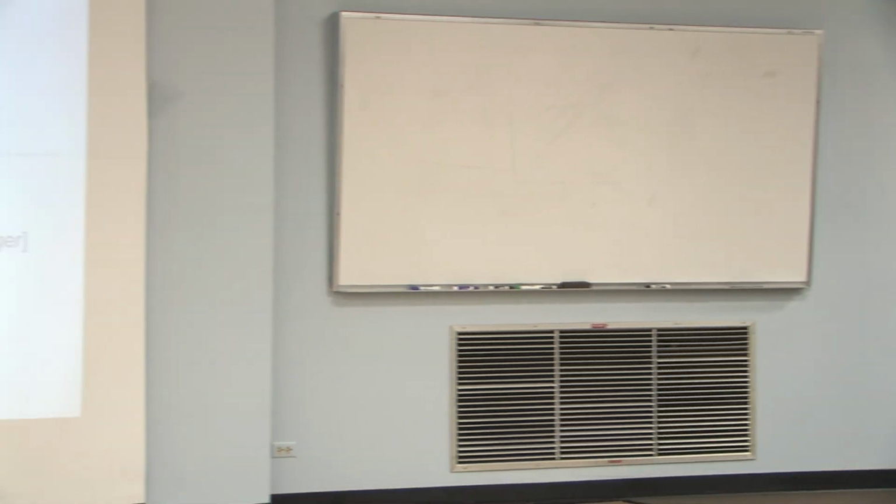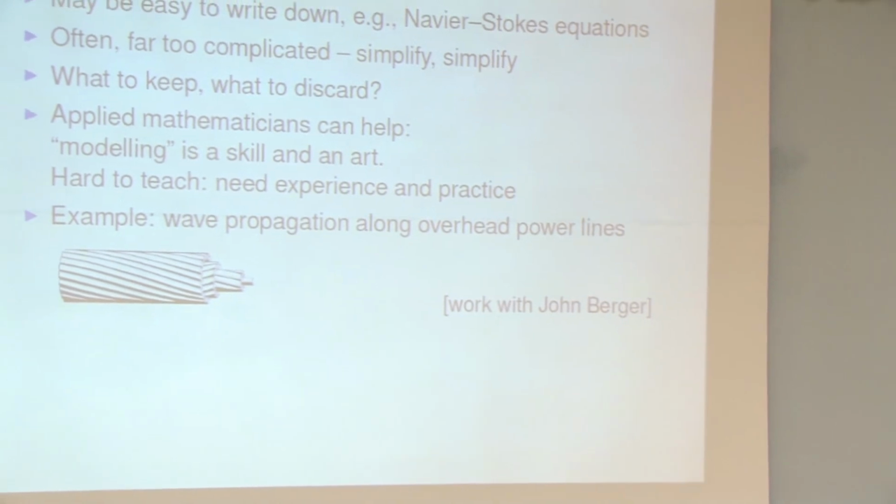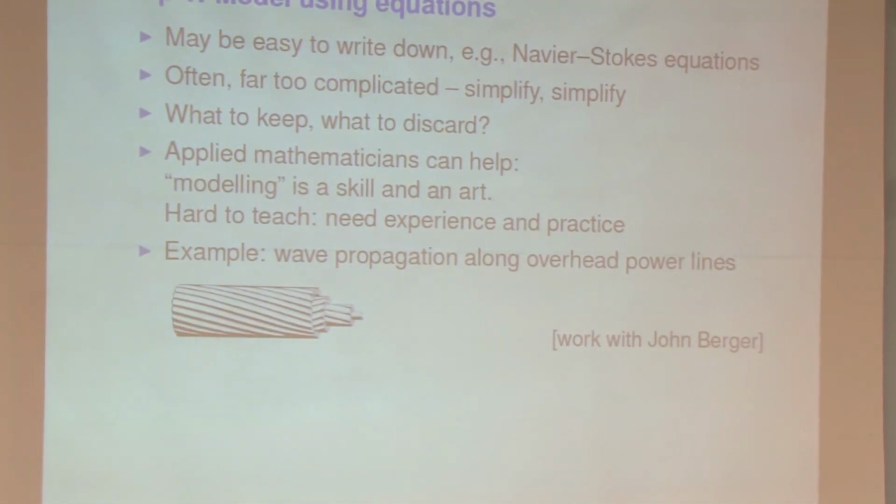So I take a problem here that I worked on with John Berger, I forget how many years ago now. But this is an interesting physical problem. The object on the left there is meant to be a piece of an overhead cable, an overhead power line. Overhead power lines are complicated things. And you can see a kind of sketch of what's going on there.